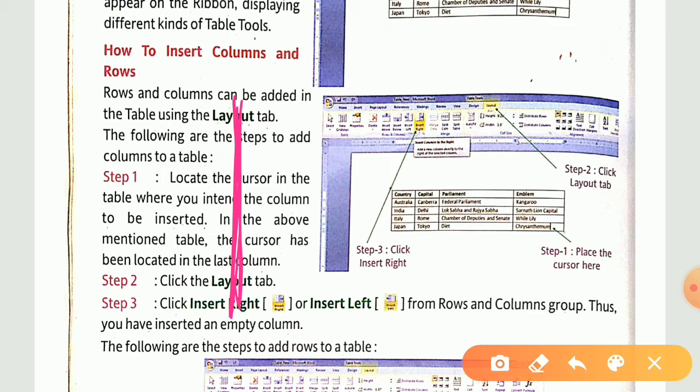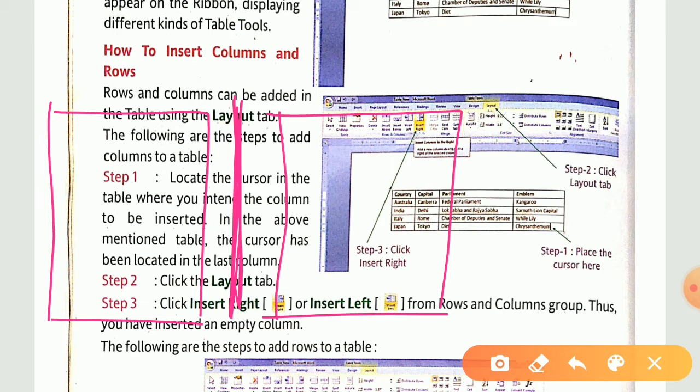Now you have two options only: you can insert your data at the left hand side position or at the right hand side position. If you want to insert your column at the left hand side position, then you just have to click on Insert Left, and if you want the column to be inserted at the right hand side position, then you just click on Insert Right.